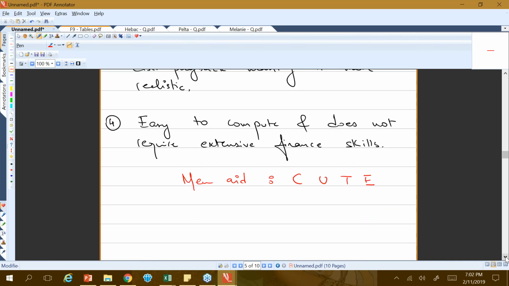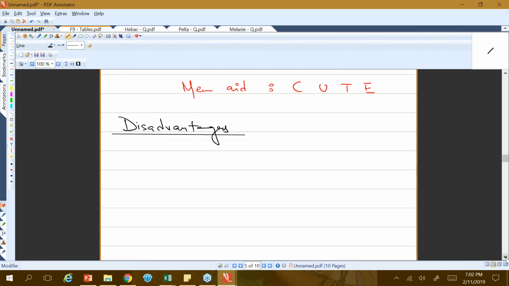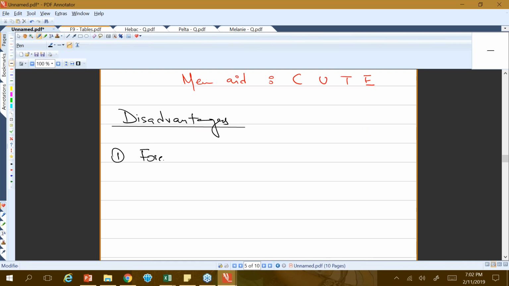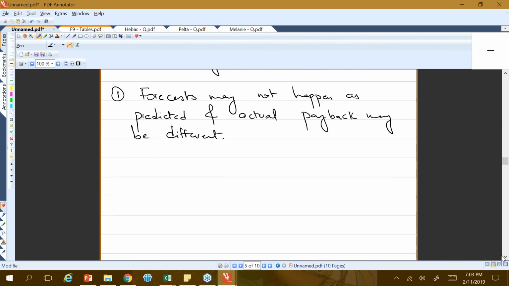Now the disadvantages. Number 1, the forecasts may not happen as predicted, and actual payback or the discounted payback may be different. Because remember, all this is made on future forecasts, which may not be true.